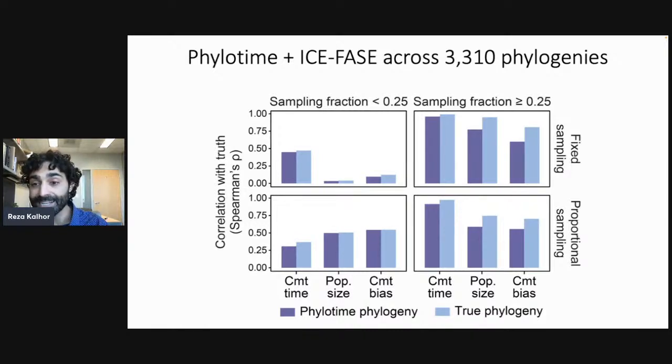And this result shows that ICE-FASE is stable and does not require perfectly accurate phylogeny, which is nearly impossible to obtain. And moreover, that the phylogeny that Phylotime infers is accurate enough for these purposes.